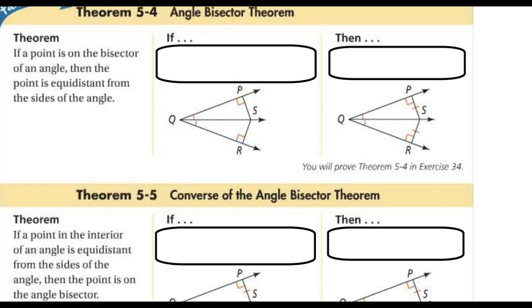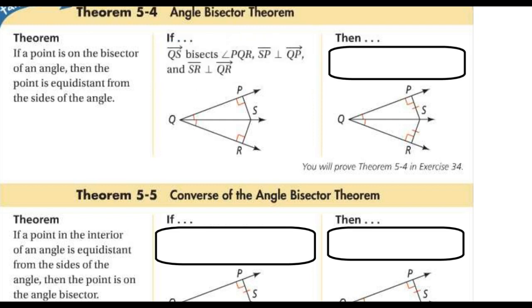So as you're filling out your notes, let's make sure we get these down. QS bisects PQR. SP is perpendicular to QP. They do that so we know we're talking about the distance. It has to be perpendicular. And SR is perpendicular to QR. What can we say then? Well, we can say SP is equal to SR.